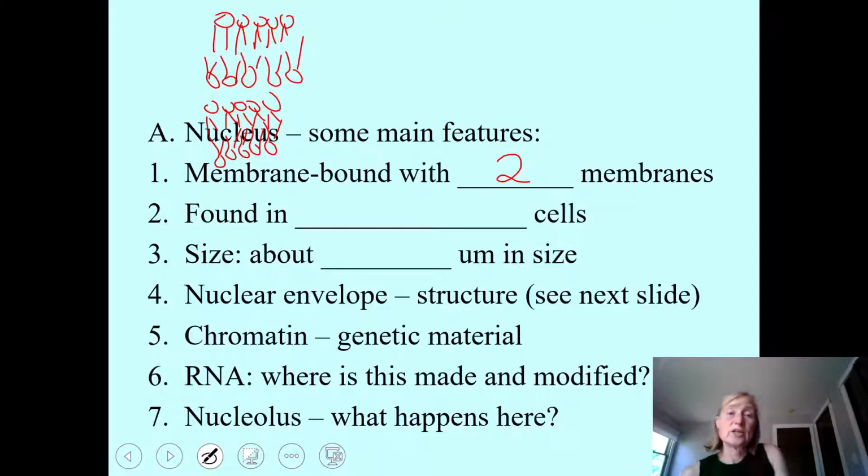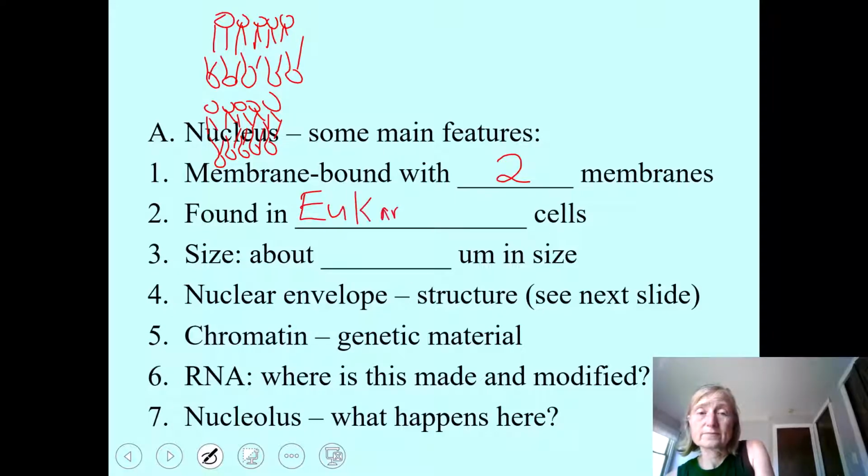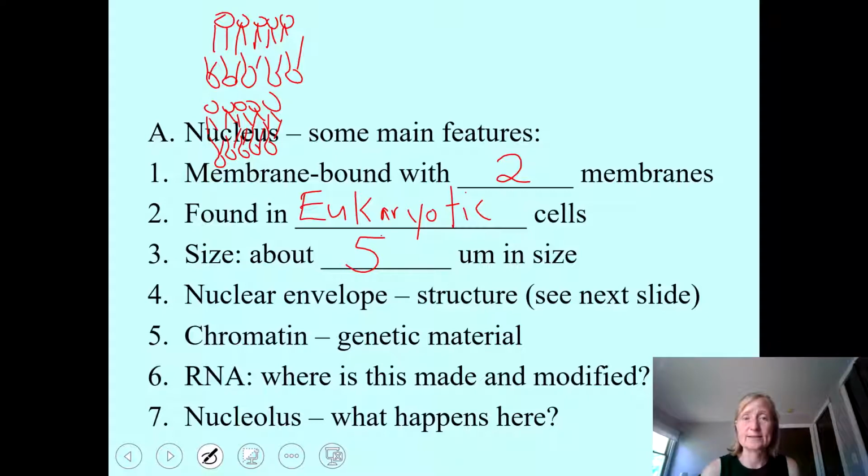And it's found in eukaryotic cells. Cells that make up animals and plants and fungi and protists. It's big relative to the size of a cell. Cells in the eukaryotic world are 10 to 100 micrometers in size. A nucleus can be as big as 5 micrometers in size in terms of its diameter. So when we look at the nucleus, let's think about the nuclear envelope first, and then we'll look at what's inside and kind of what happens inside.